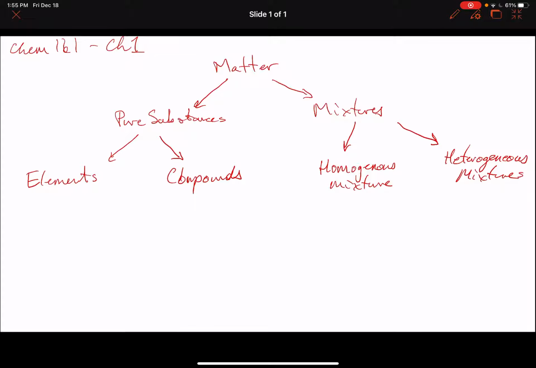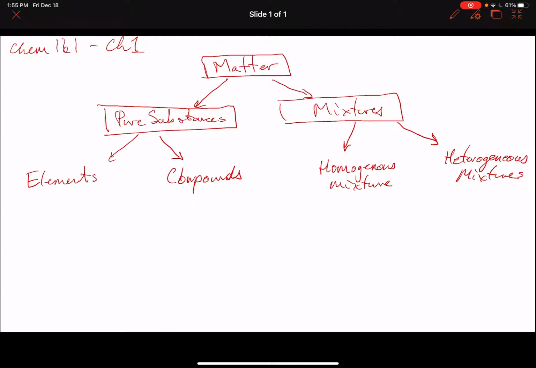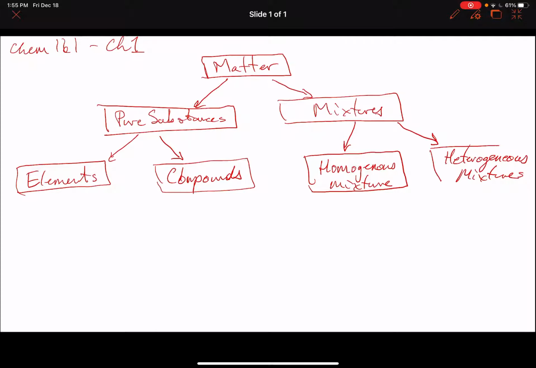So all classes of matter, all types of matter, can fall into two different categories, one called a pure substance or something called a mixture. And pure substances can be made up of either elements or compounds, versus mixtures, which are classified according to their uniformity. Those that are uniform in their properties are called homogeneous mixtures, and those that are not uniform in their properties are called heterogeneous mixtures.